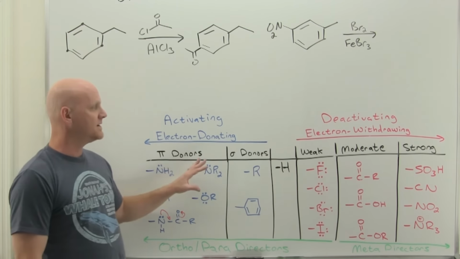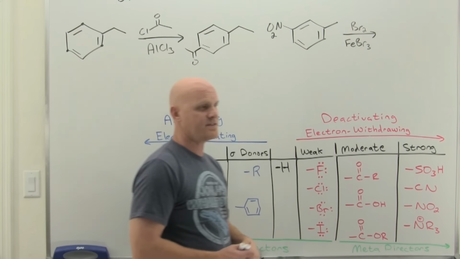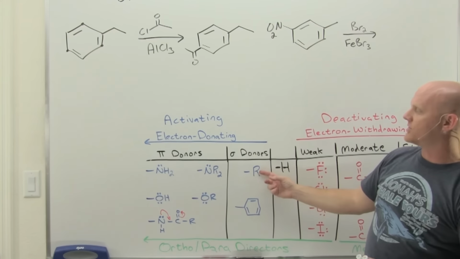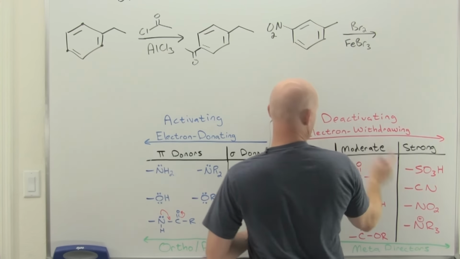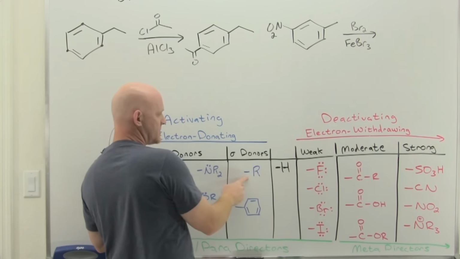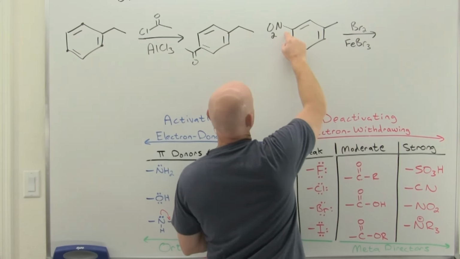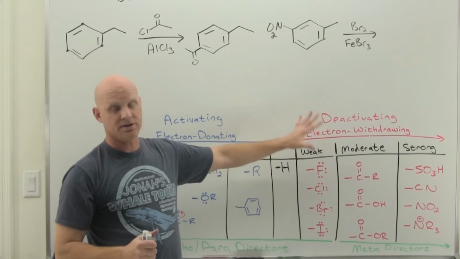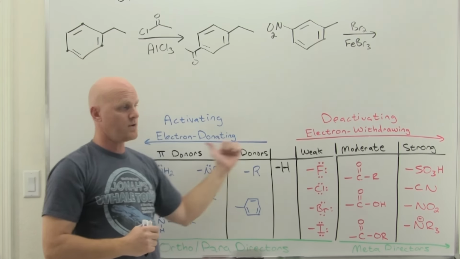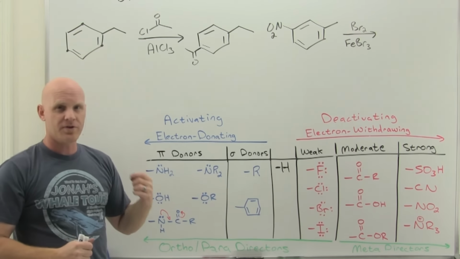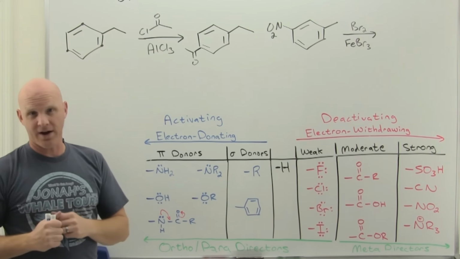If you've got any donating groups whatsoever present on your ring, like we do here, in this case we've got a methyl group, which is just an alkyl group and a sigma donor. We've got the nitro group, which is a strong withdrawing group over here. So the methyl group is an ortho-para director. The nitro group is a meta director. So if you've got any donating groups whatsoever, like we do, then the strongest donating group wins. The further left it is on this chart, the more likely it gets to be the one doing the directing.